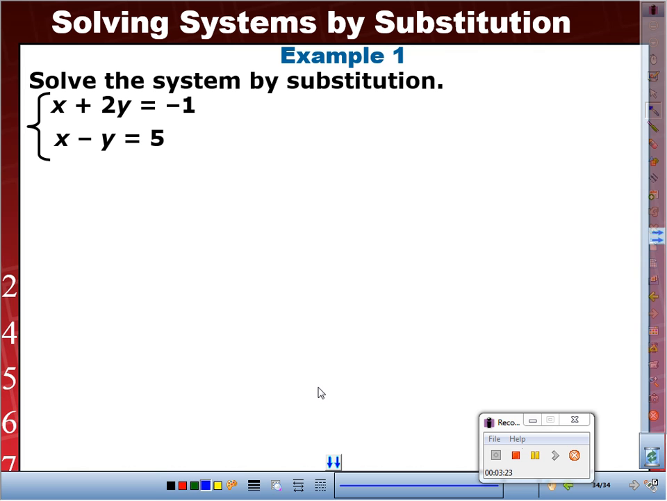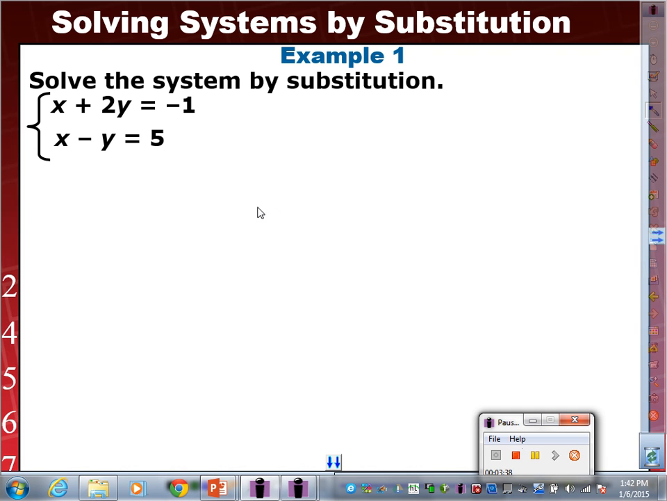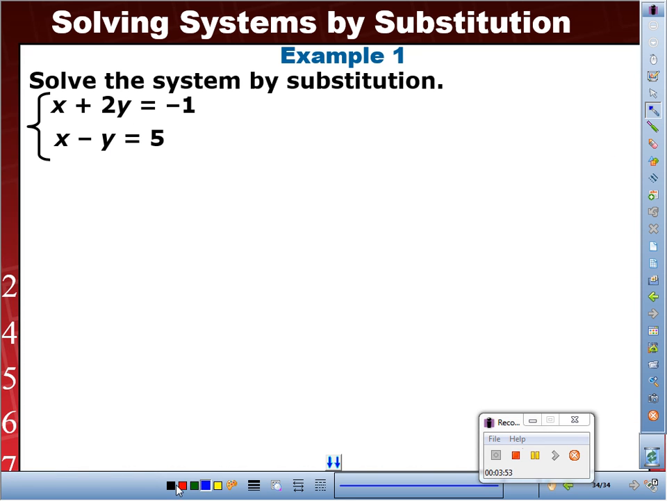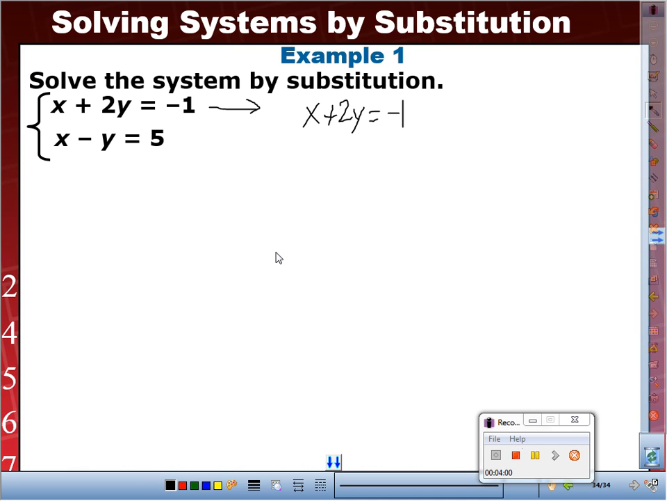So step 1 says, solve one of the equations for one variable. I can choose any one. I can start with the first or the second. I'm going to start with the first one, so I'm going to rewrite that one here. I'm going to write x plus 2y equals -1. And right now you're just paying attention. And I'm going to solve for one variable.